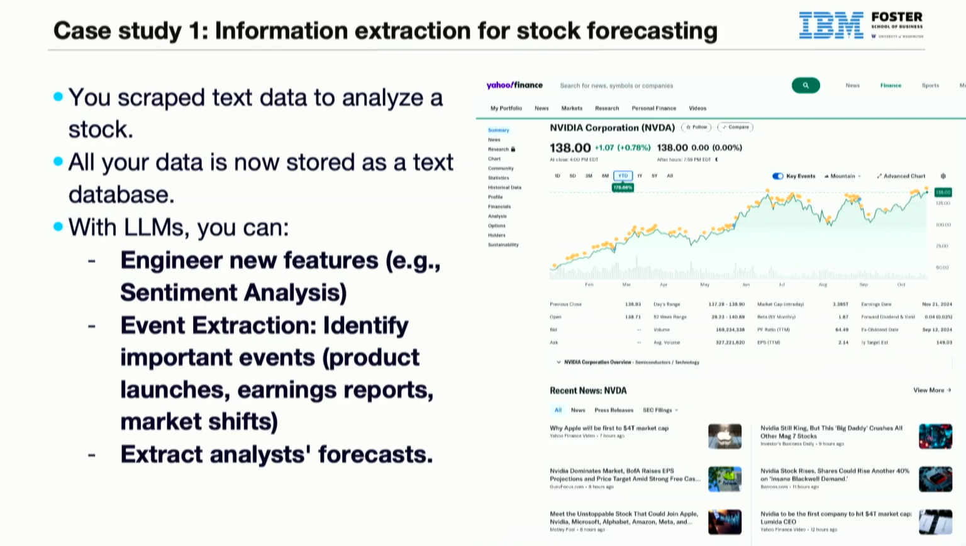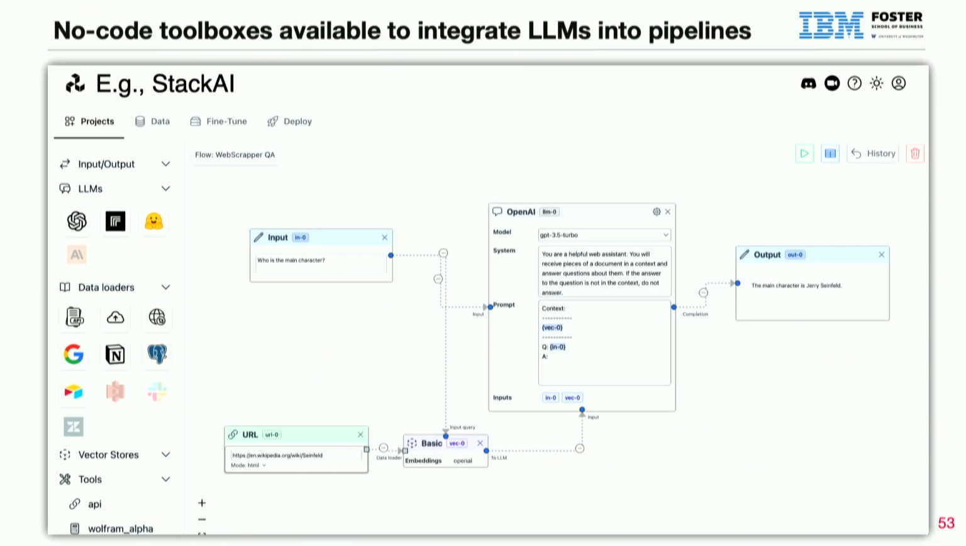With large language models, you can do lots of things. You can engineer new features. For instance, you can do sentiment analysis, and many apps now propose a sentiment analysis for every stock. You can do some event extraction, so you can, for instance, identify important events, like the launch of a new product, announcement of results, etc. But maybe you can also extract information from other analysts. Very often you have papers telling you that this group of analysts decided to give this price target. You can extract all this information automatically in an organized structure like a JSON output. There are so many toolboxes to do this. There are no-code tools.